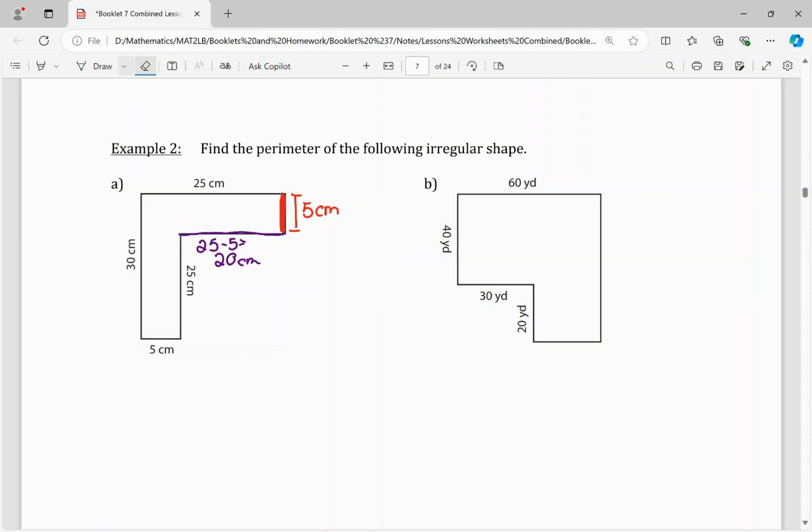Now we've calculated all of our side lengths, so we can add them together. 25 plus 5 plus 20 plus 25 plus 5 plus 30. And this gives us a total perimeter of 30, 50, 60, 75, 80, 110 centimeters long.